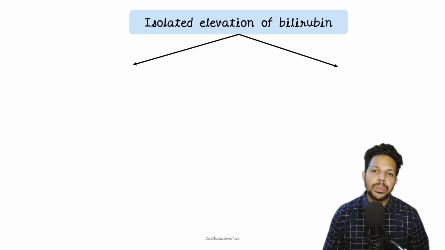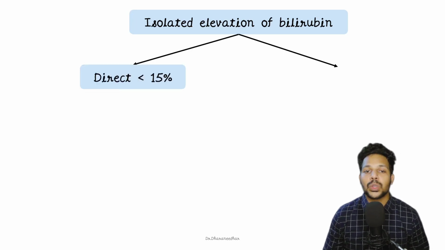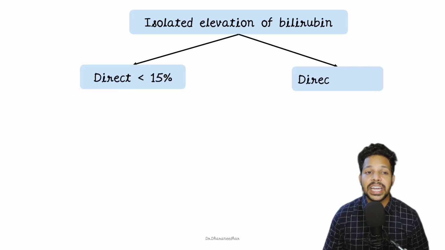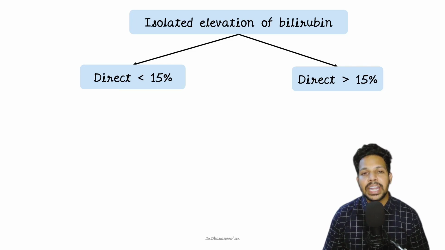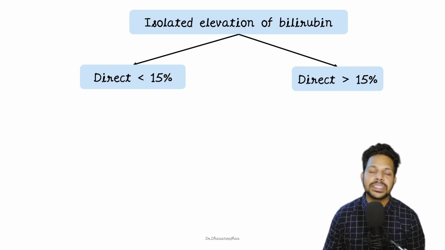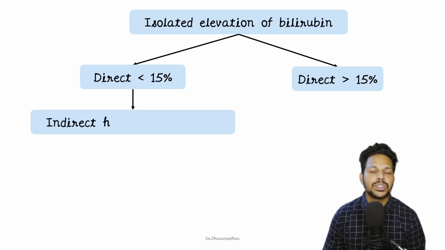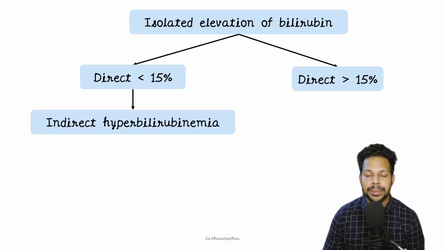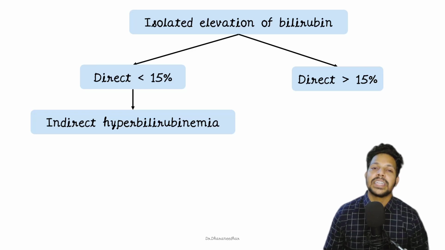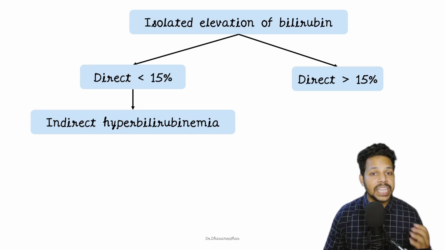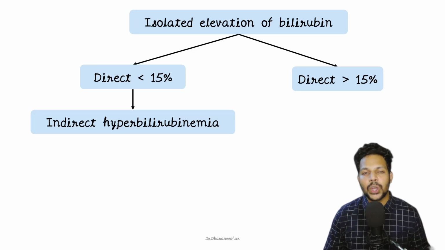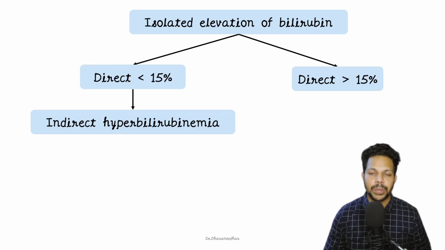See, when the direct bilirubin is less than 15% of the total bilirubin, we call it indirect hyperbilirubinemia. When the direct bilirubin is more than 15% of the total bilirubin, we call it direct hyperbilirubinemia. So, again re-emphasizing here, when the direct component is less than 15% of the total bilirubin, we call it indirect hyperbilirubinemia. When the direct component is more than 15% of the total bilirubin, we call it direct hyperbilirubinemia.